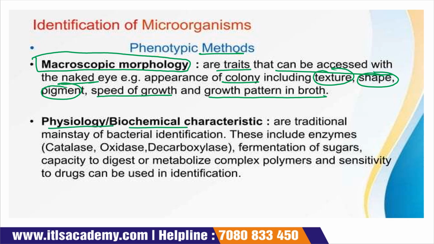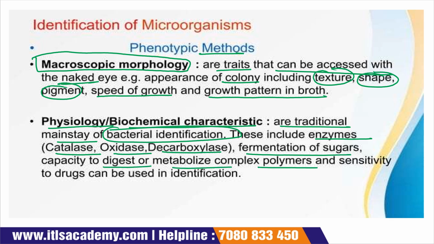Physiology or biochemical characteristics, which include the traditional mainstay of bacterial identification, such as enzymes like catalase, oxidase, decarboxylase, even the fermentation of sugar, the capacity to digest or metabolize complex polymers, and sensitivity to drugs, and it can be used in the identification.